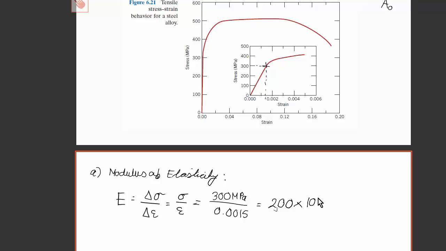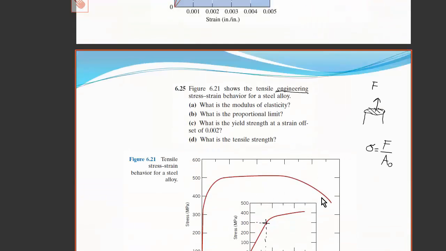times 10 to the 9 pascals. This is equal to 200 gigapascals. Just to make that a bit clearer, gigapascals. So that's our modulus of elasticity, or Young's modulus of the material.